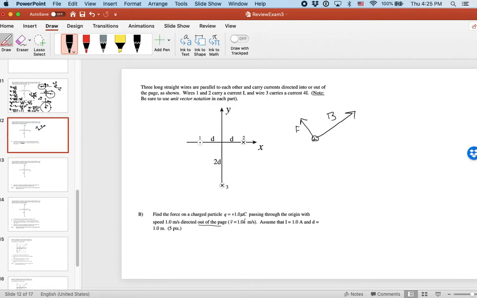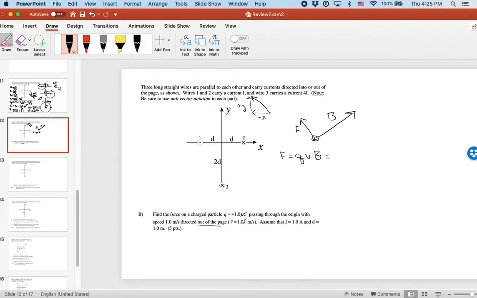So if I have a force that looks like this, the components that make it up go this way and this way. And so this is the negative x direction and this is the positive y direction. So we just need to keep that in mind when we figure out the direction. And let's calculate the force. The force on a charged particle is equal to qvB. I don't have to worry about sine theta because it's perpendicular to B.